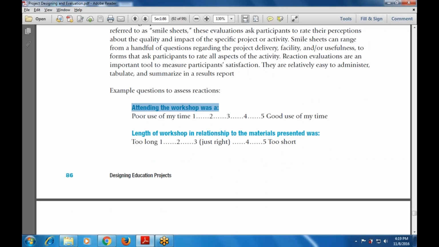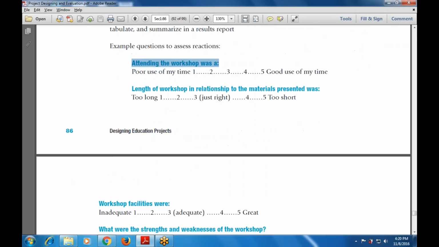Then, the length of the workshop in relation to the material presented. Length of the workshop in the sense of what is the duration of the workshop? That also varies from 1 to 5, where 1 is too long and 5 is too short.